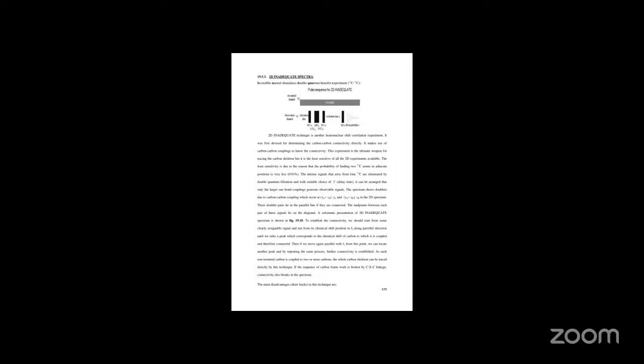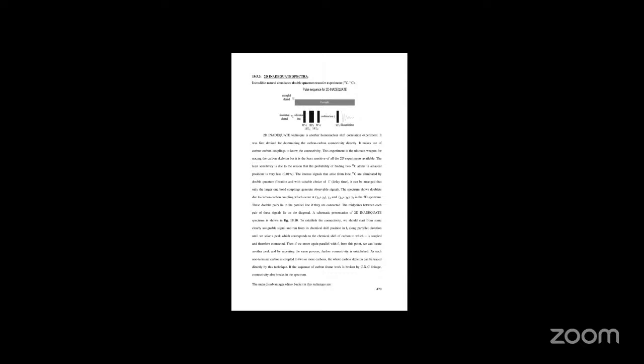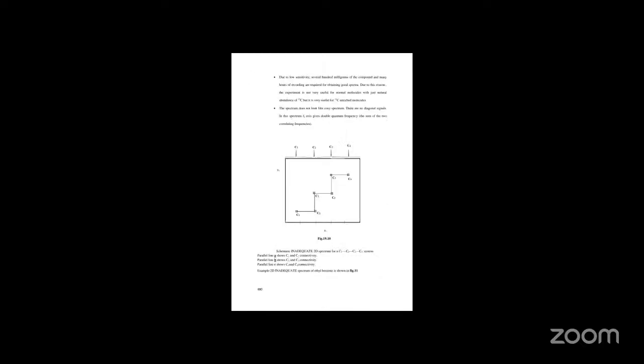So here is the example. In this example of the 2D INADEQUATE spectra, the parallel line A shows C1 C2 connectivity here, and the line B shows the connectivity of C2 and C3. And one more line C shows the connectivity of C3 and C4.